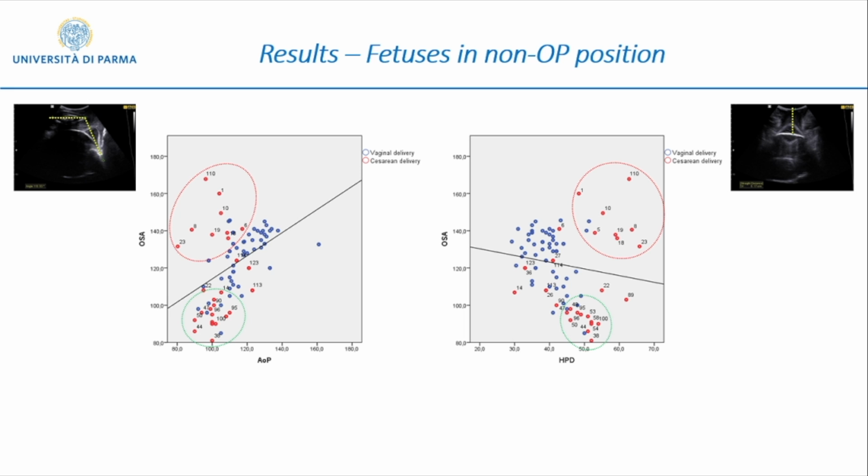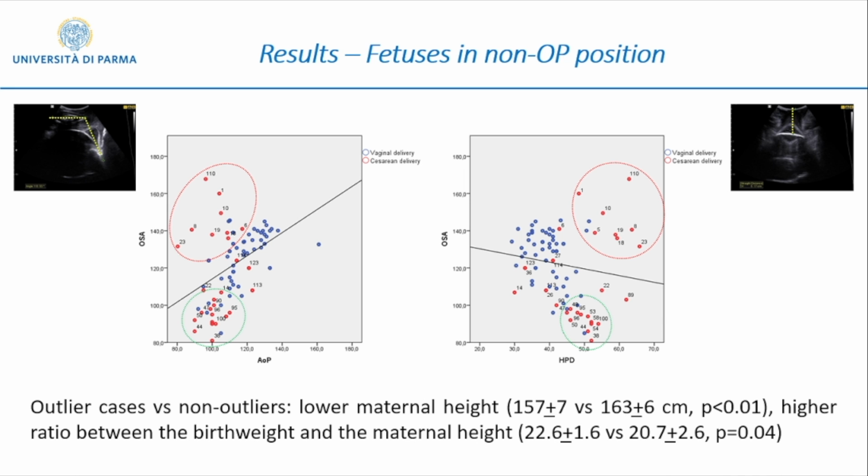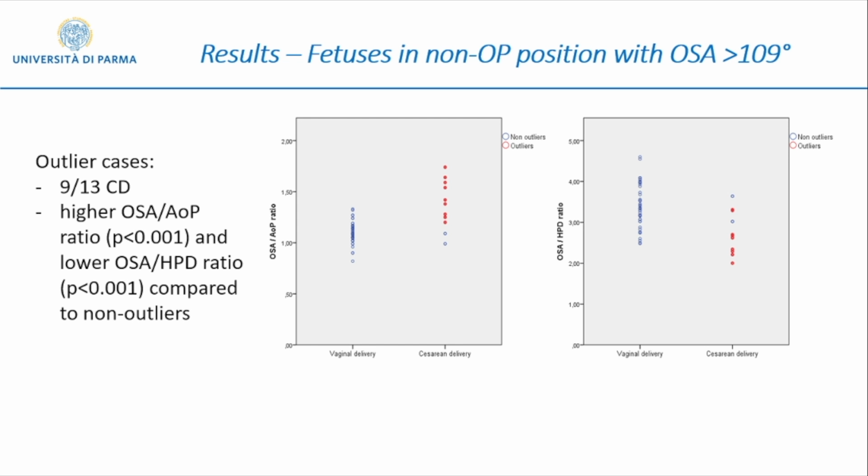9 cases were identified as outliers as they showed a discrepancy between the degree of flexion and the expected station of the presenting part. The outlier cases showed a lower maternal height and a higher birth weight to maternal height ratio, which suggests that in such cases, the determinant of the cesarean delivery could have been represented by cephalopelvic disproportion rather than malpresentation. When evaluating cases with non-occiput posterior position and favorable head flexion as witnessed by an occiput spine angle above 109 degrees, outliers accounted for 9 out of 13 of all cases of cesarean delivery.